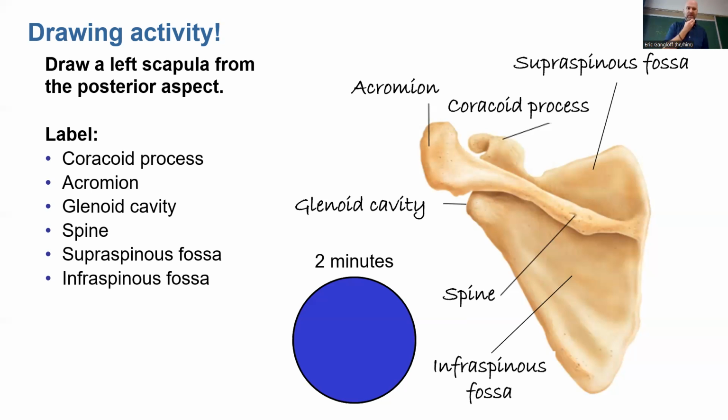What's the other fossa that you can't see from this angle? Subscapular fossa, good, because it's facing back that way towards the rib cage. Questions on the scapula?